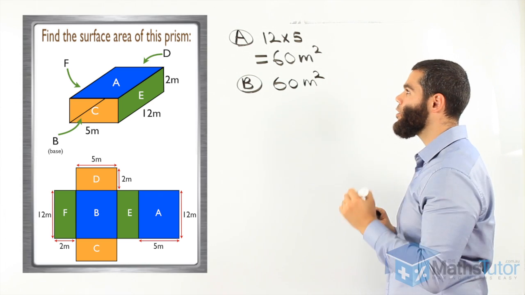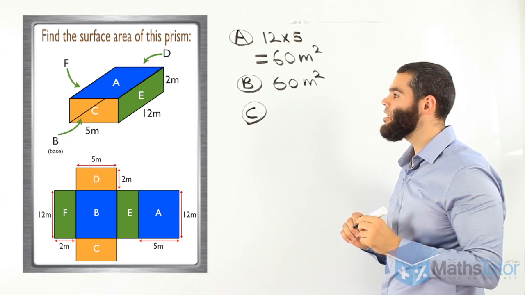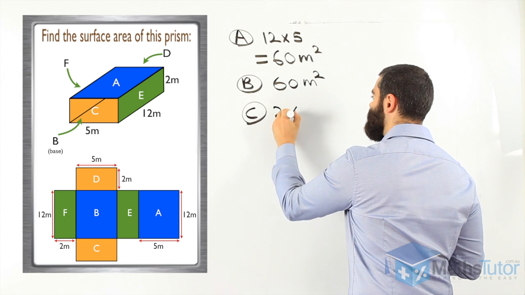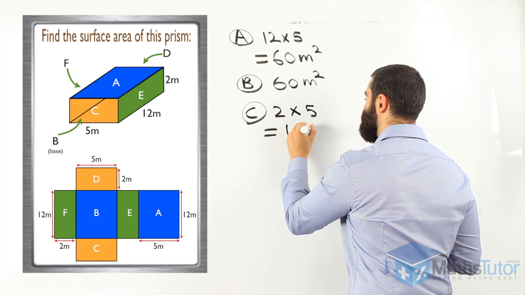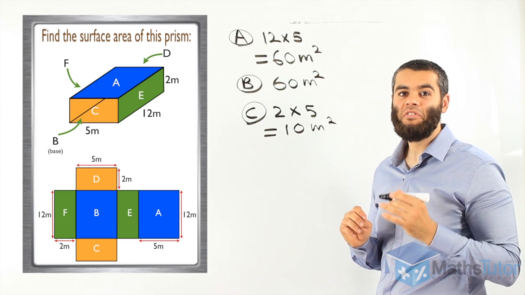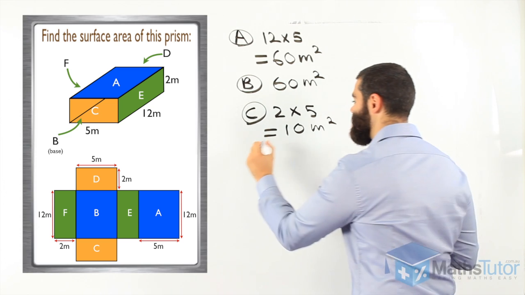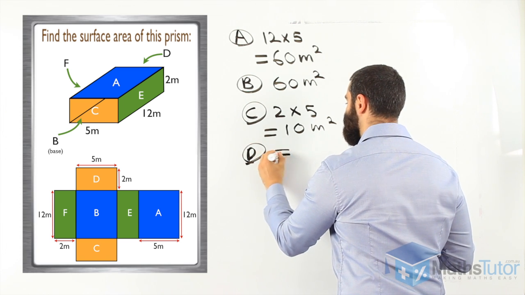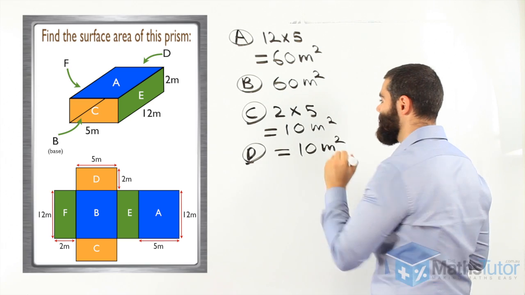Then we want to work out face C. Now face C is 2 times 5. So 2 meters by 5 meters, 10 square meters, that is C. What other face is opposite it and has the same size? Face D has the same size. So let's work out D as well. We know D is just simply 10 square meters.